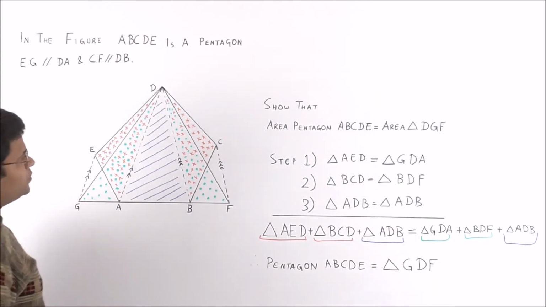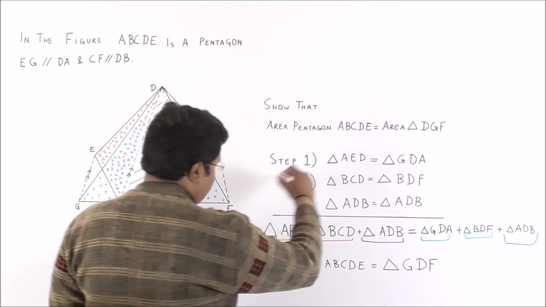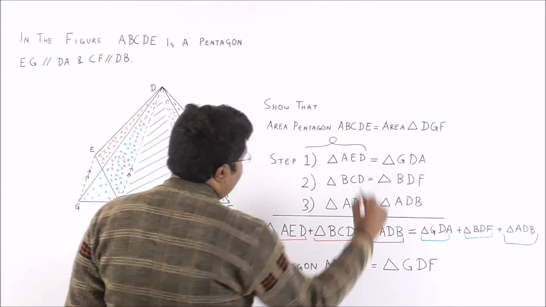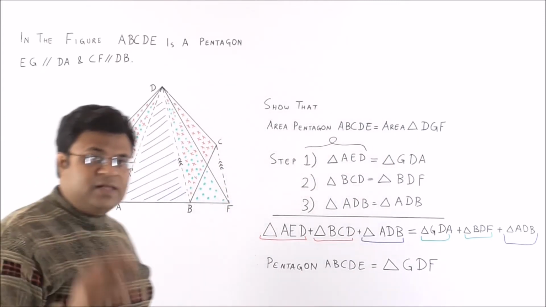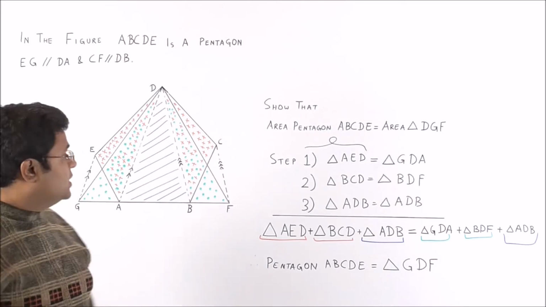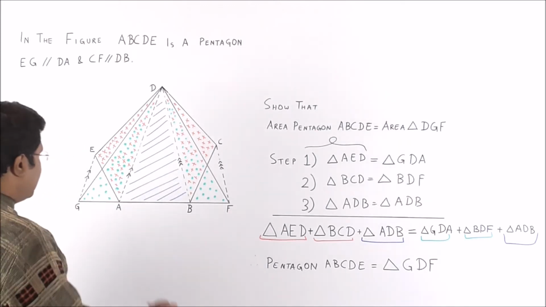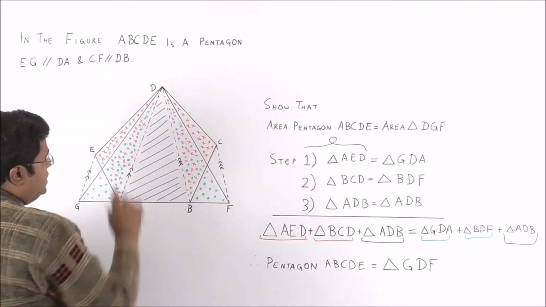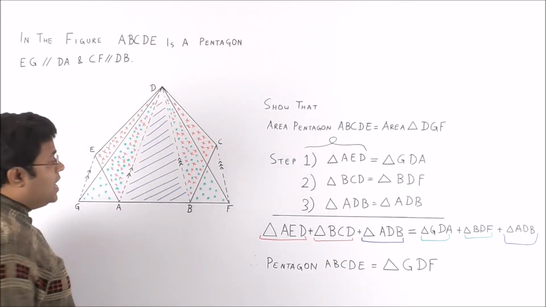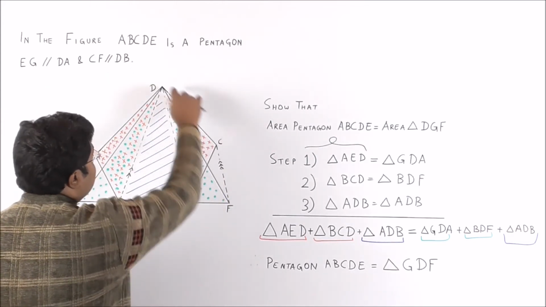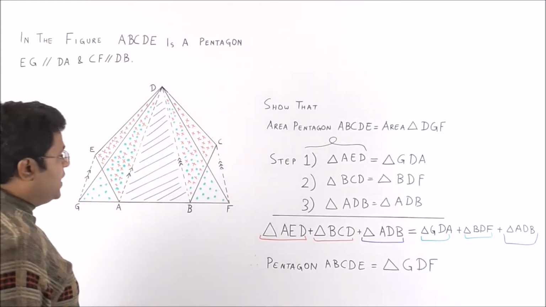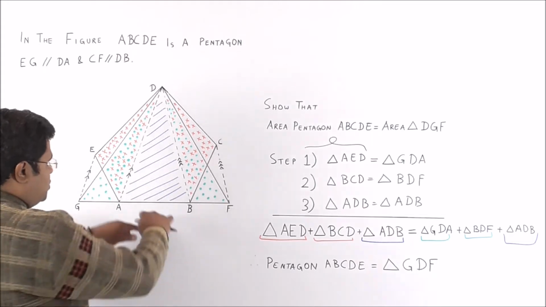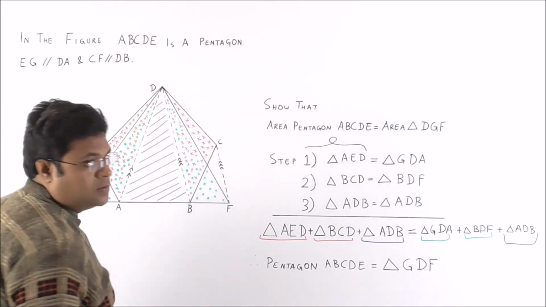Step number 1, on this side, carefully see, on this side we are working on the triangles, and there are 3 triangles which make the pentagon. They are this red cross triangle AED, this blue triangle, and finally this BCD, the other red cross triangle. So we have the red triangle, blue and the red triangle which make the pentagon.